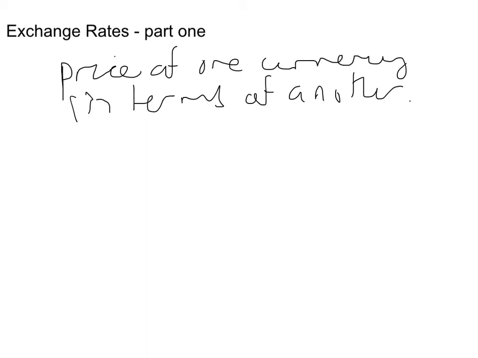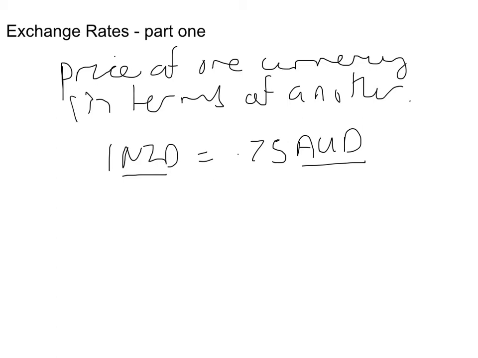So here we go. What we can say is that 1 New Zealand dollar equals 0.75 Australian dollars. Now, what I'm doing is I'm using a 3-letter coding system. Each country around the world will have its own unique 3-letter code for its currency.